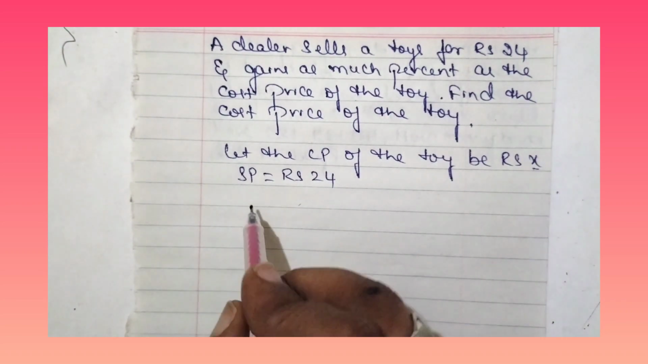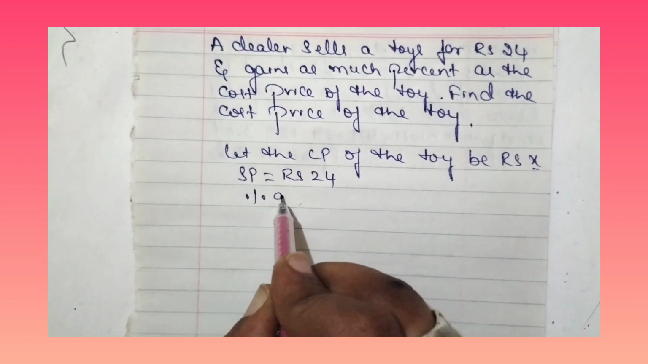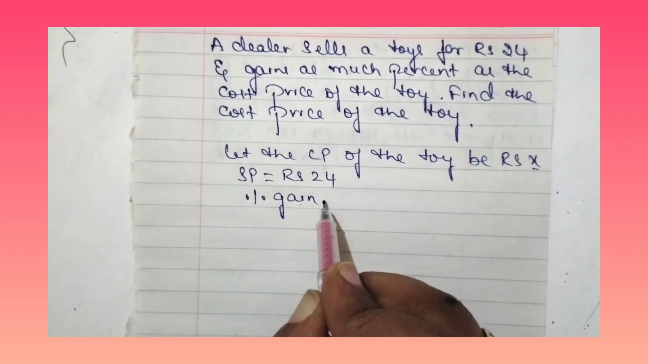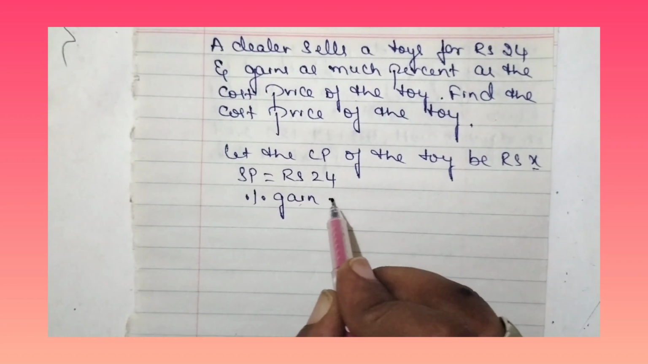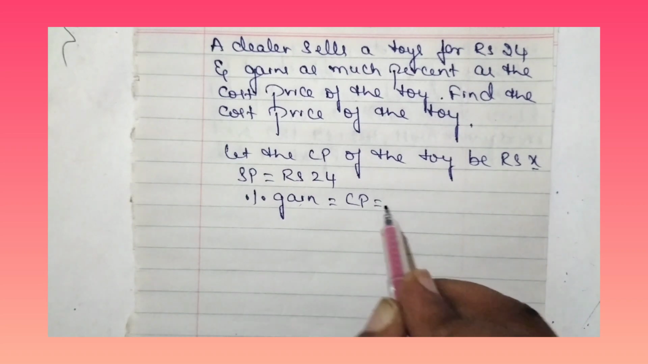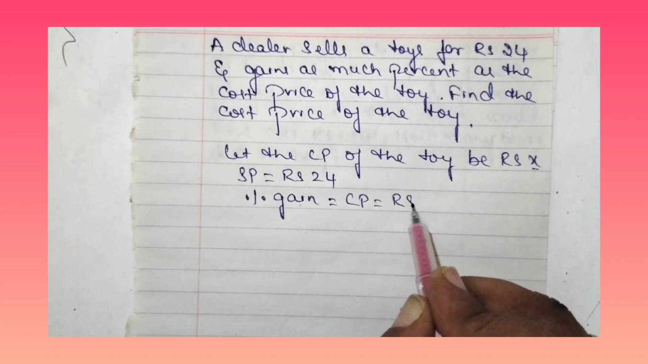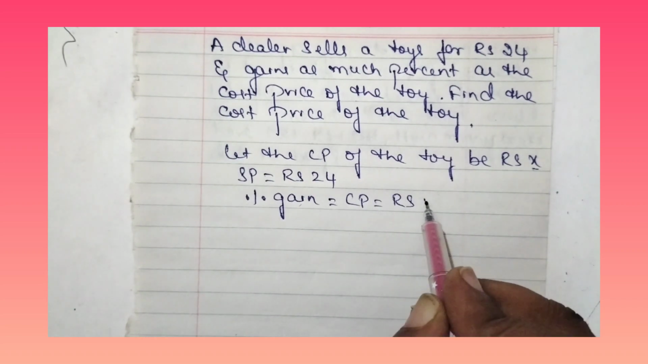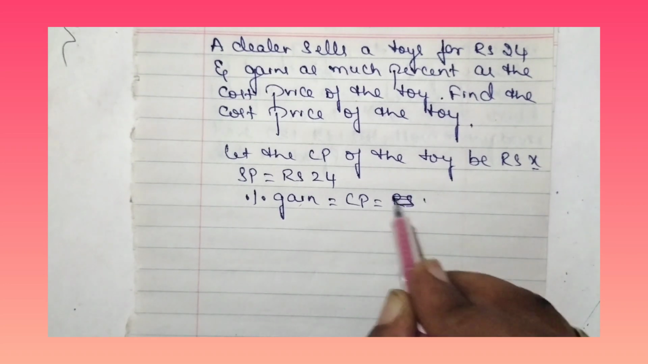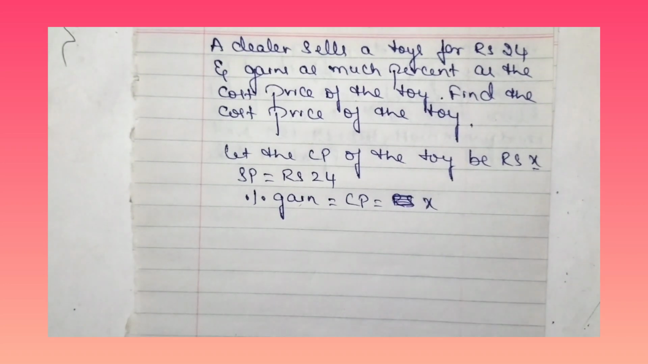So now he told that percentage gain or percentage profit is equal to cost price. Already we have taken cost price as rupees x. Therefore, percentage gain is also x percent. If the cost price is x rupees, then the percentage gain is x percent.